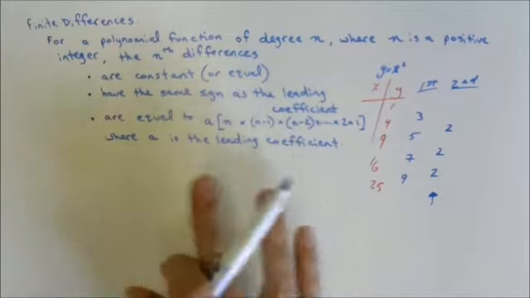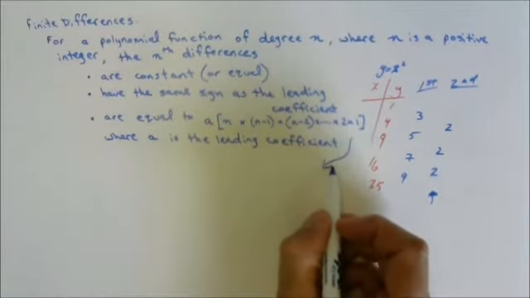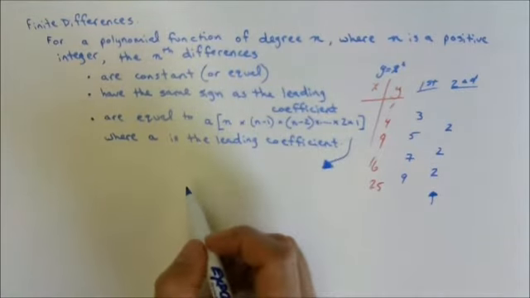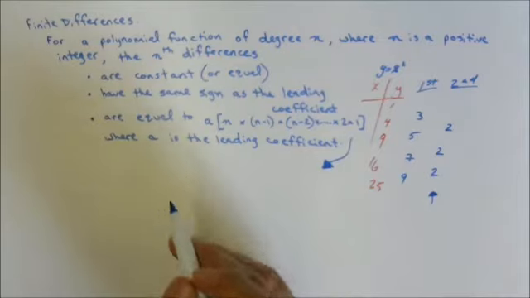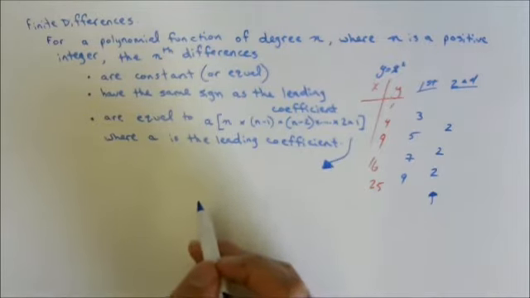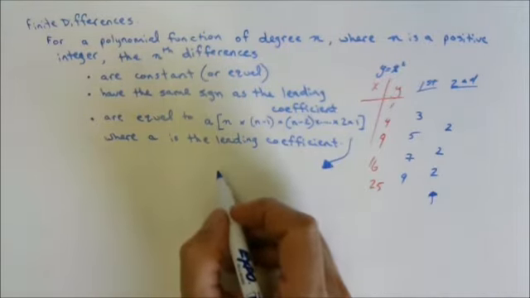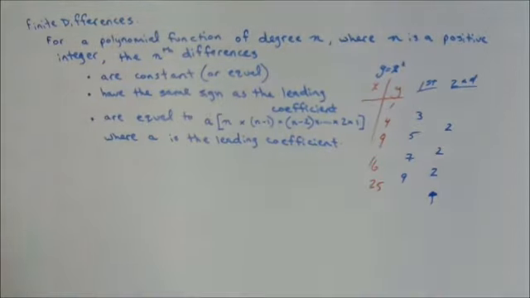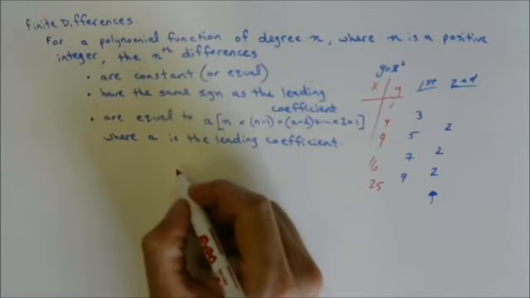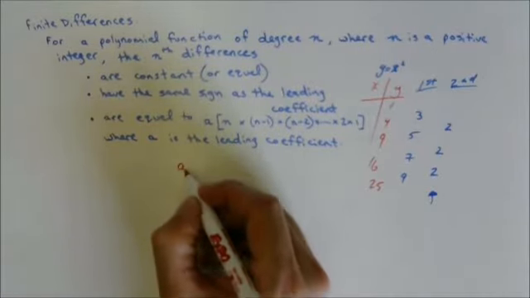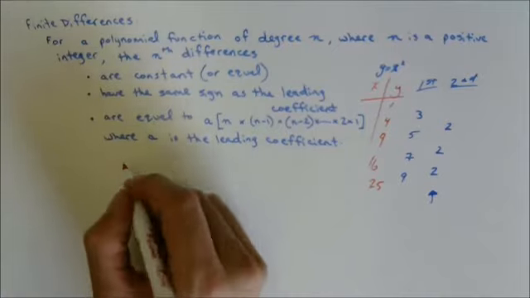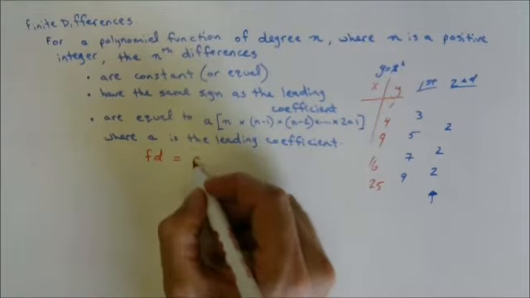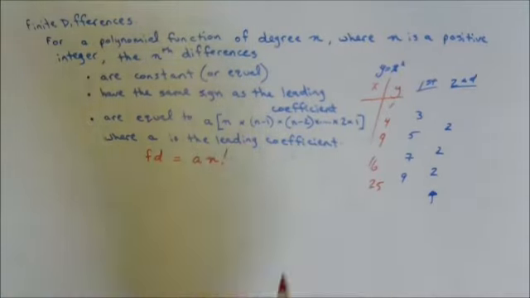The word that represents that is called factorial. When you take a number and multiply it by one less, and one less, and one less, it's called a factorial, and it's represented by an exclamation mark. So maybe I'll make a totally separate note for you here. What's happening here is I'm going to write it this way: the finite difference is equal to a times n factorial.